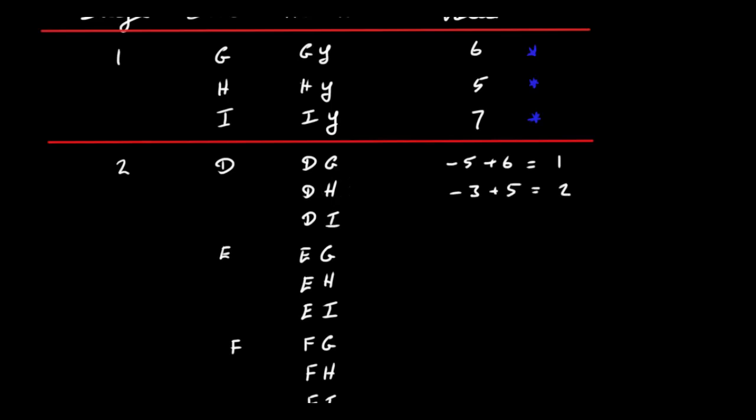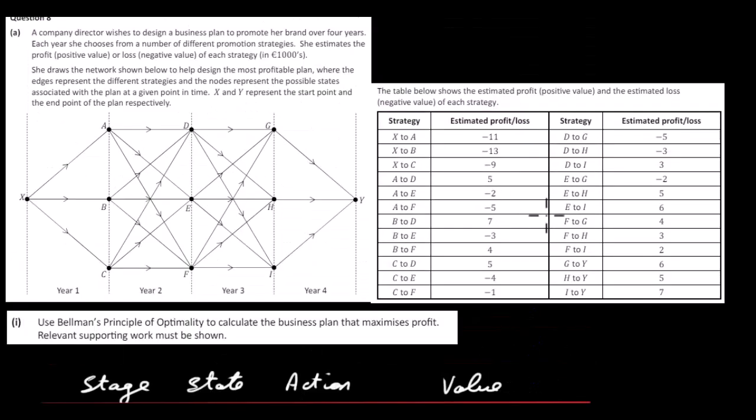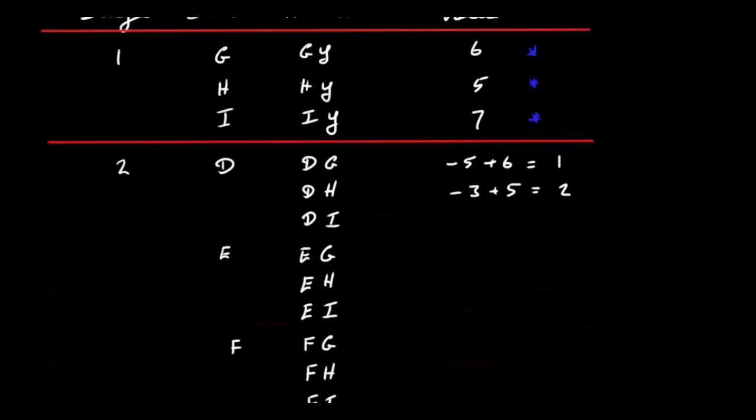Same with D to I. Let's have a look at D to I. D to I up here has a value of +3. So we're going to put in +3 here. And then it goes to I, so come up here to I, across to this value here, which is 7. So +7 gives us a net value here of 10.